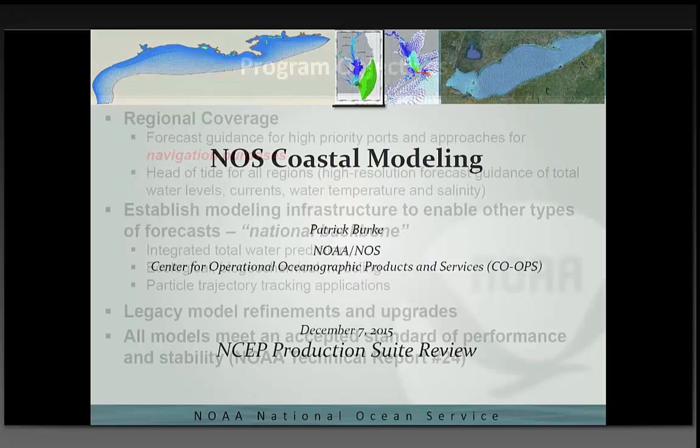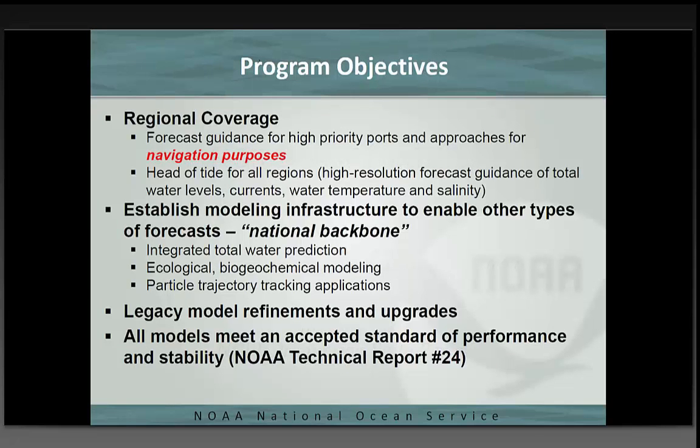So here are some of our program objectives, just to lay the baseline for what we're doing. Our mission is mainly navigation. Every time we go out and develop these model domains, we're trying to satisfy that customer. But as we see, there are emerging requirements coming through, and as we're building this system now, we're trying to enable other types of forecasts.